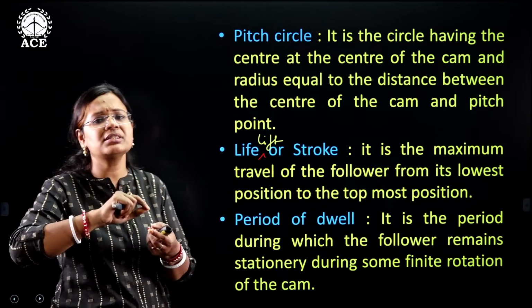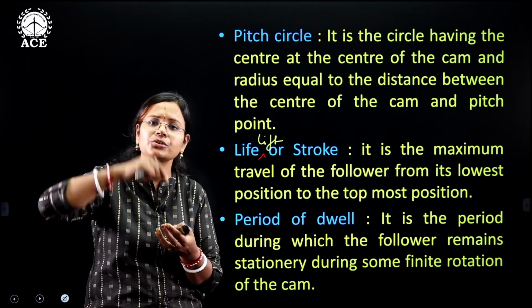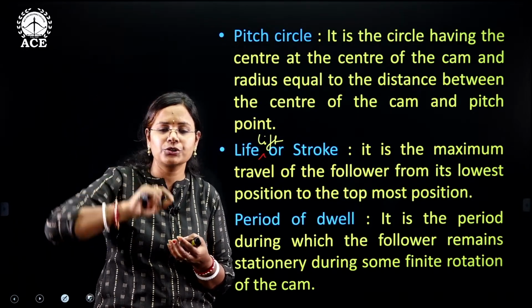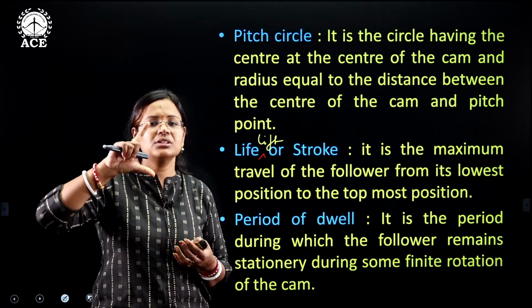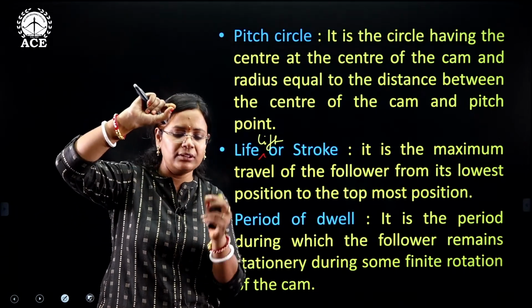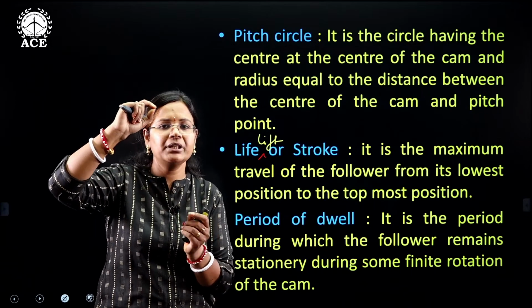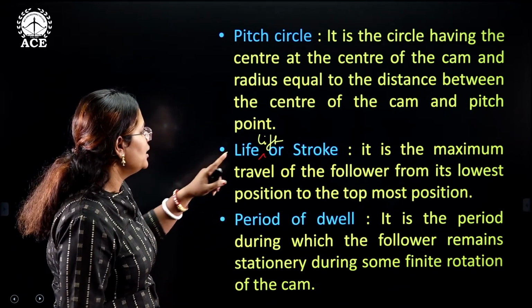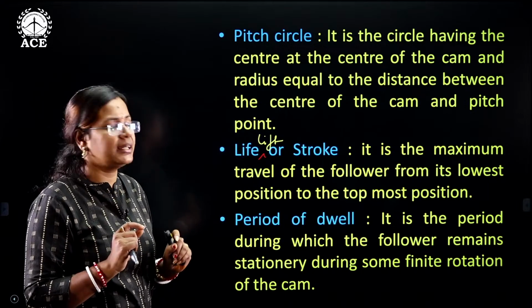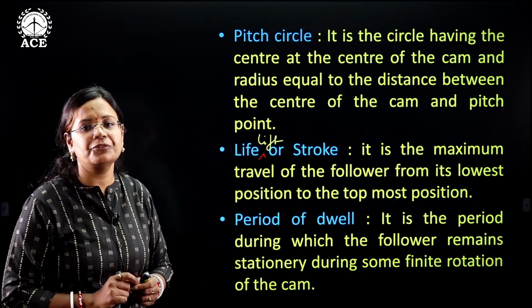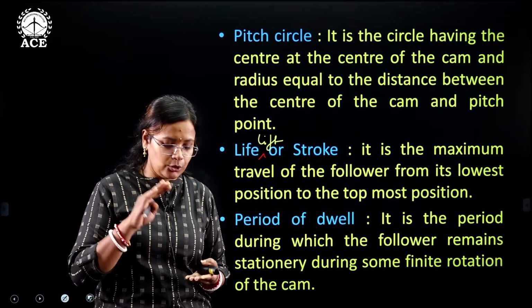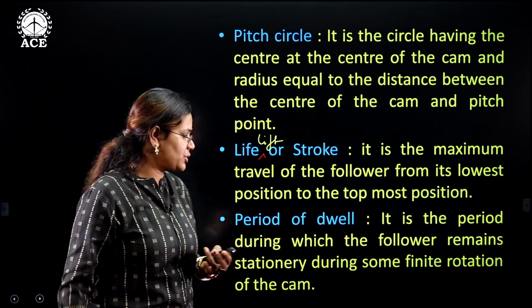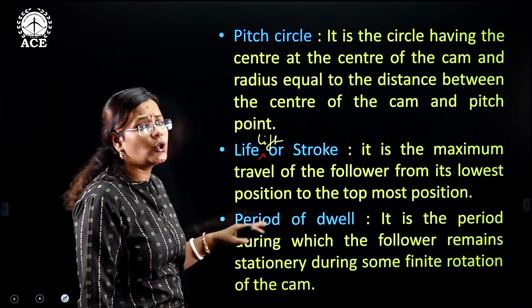So here also the follower is traveling from the lower position to the topmost position, and again from the topmost position to the bottommost position. So one whole travel from bottom to top, that particular length is taken to be the stroke. One stroke is the maximum travel of the follower whenever it is going from the lower position to the higher position. Next is the period of dwell.